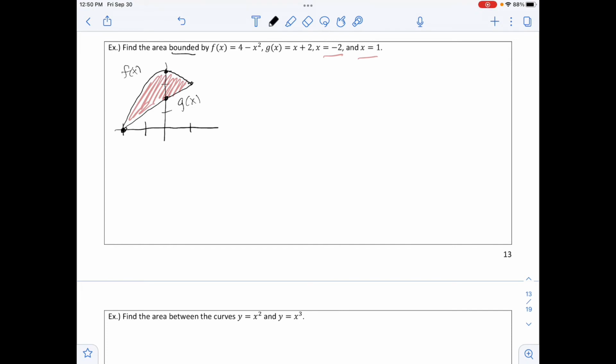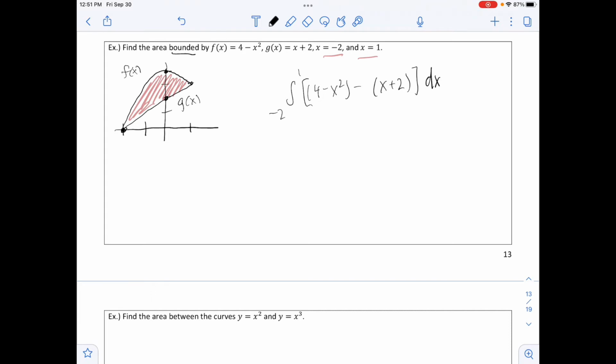So in order to do this, we need to set up our integral. And so our integral, the x values go from -2 to +1, since that is bounding those curves together. It's going to be the top function, which is 4 minus x squared, minus that bottom function, which is x plus 2. And we're integrating with respect to x, so dx.